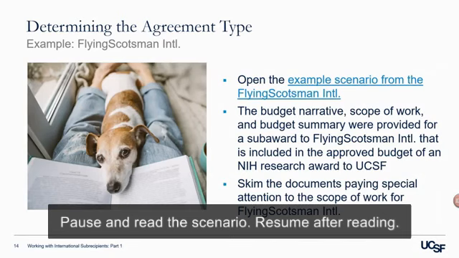Okay, so in this case, the principal investigator, UCPI, has come to their grant specialist and handed them the budget narrative, scope of work, and budget summary from Flying Scotsman International. And that's included in the approved budget of an NIH research award to UCSF. So that's the basis for this example.